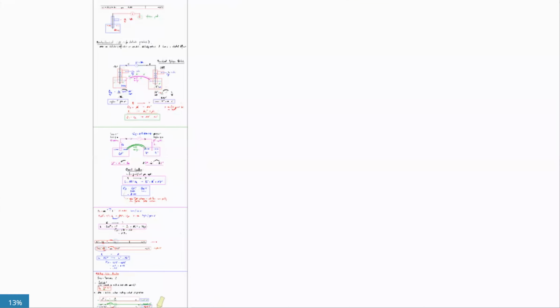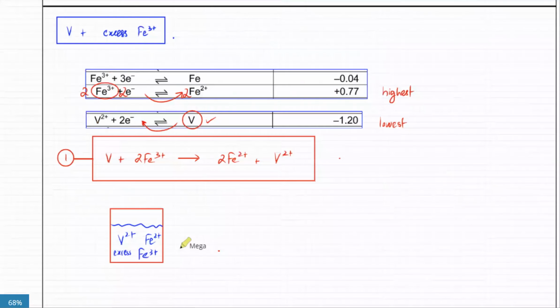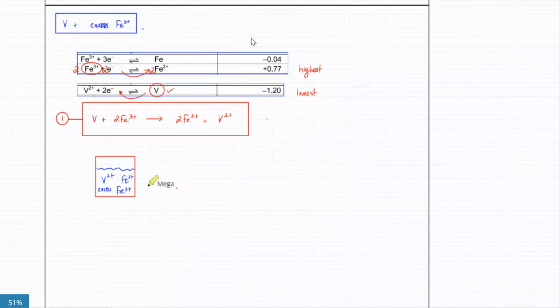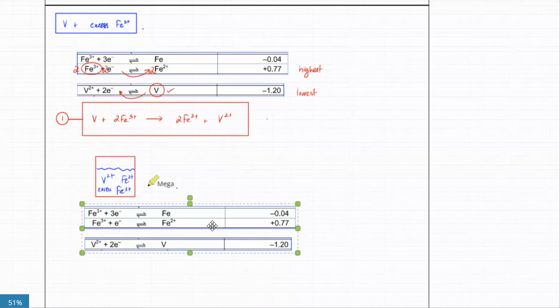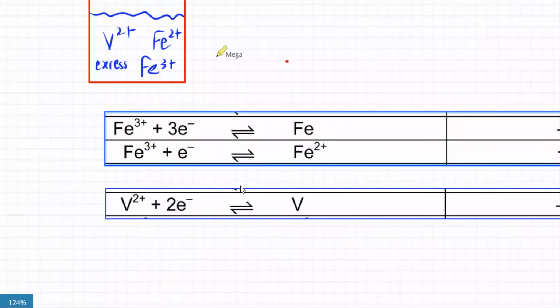So where are we? We are here. So the first thing I'll do is copy paste all these equations again, and I would need more equations as well. These are some of the equations involving Fe3+. They involve Fe2+ as well, and V2+ as well.